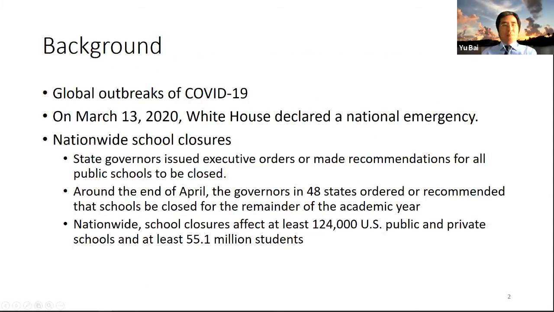Today, I'm going to talk about school closure and distance learning during the COVID-19 pandemic. The pandemic of COVID-19 has been a national public health concern since March 13, 2020, when the White House declared a national emergency. As the coronavirus spread rapidly, state governors issued executive orders or made recommendations for all public schools to be closed. Around the end of April 2020, the governors in 48 states ordered or recommended that schools be closed for the remainder of the academic year.